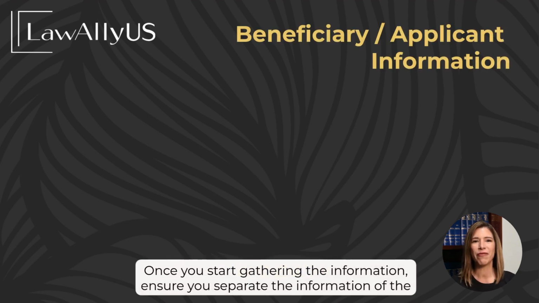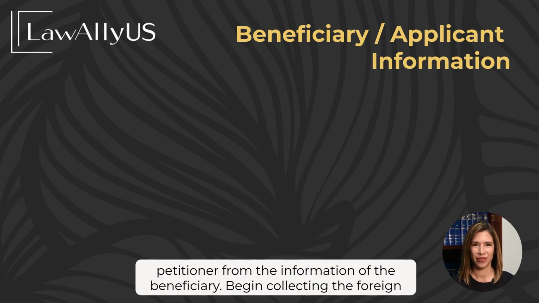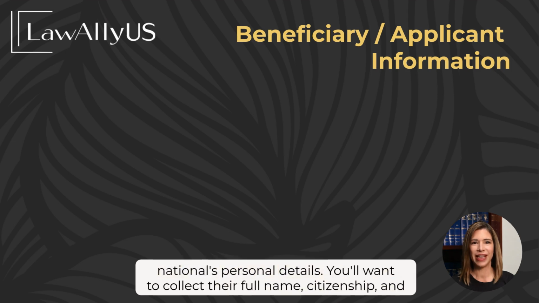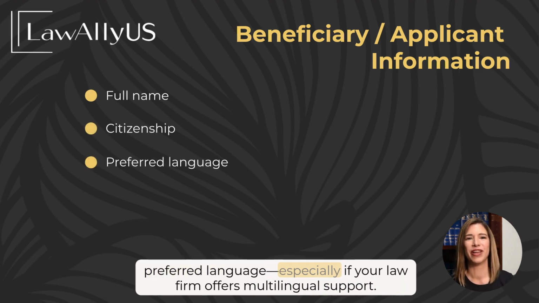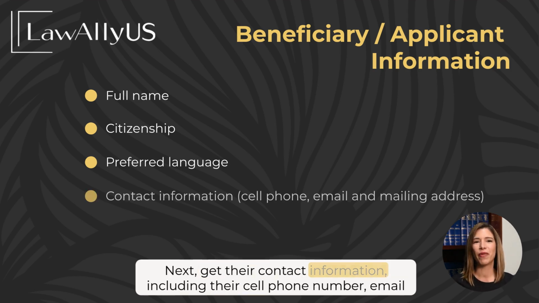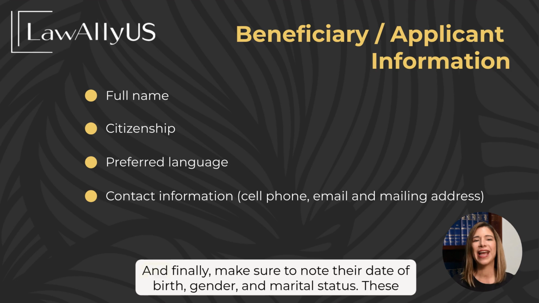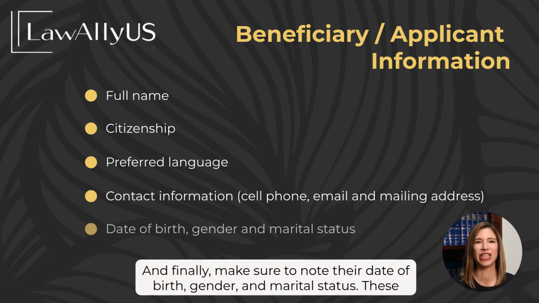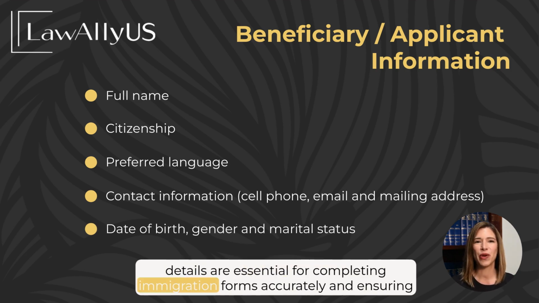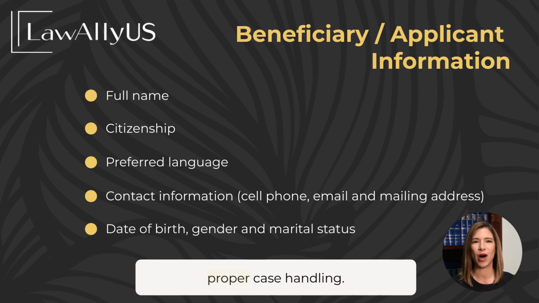Once you start gathering the information, ensure you separate the information of the petitioner from the information of the beneficiary. Begin collecting the foreign national's personal details. You'll want to collect their full name, citizenship, and preferred language, especially if your law firm offers multilingual support. Next, get their contact information, including their cell phone number, email address, and residential address. And finally, make sure to note their date of birth, gender, and marital status. These details are essential for completing immigration forms accurately and ensuring proper case handling.